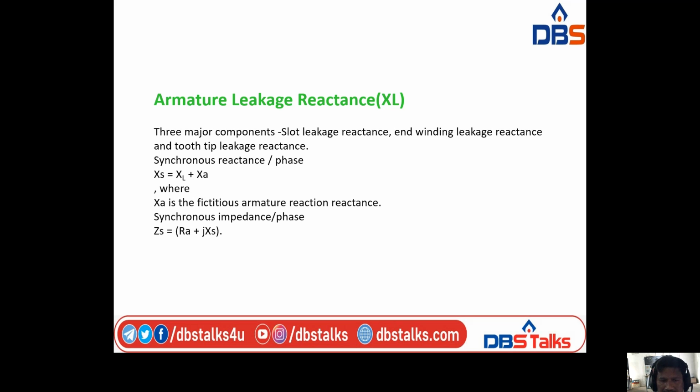And the synchronous reactance per phase is the combination of leakage reactance plus armature reactance. XS is equal to XL plus XA, where XA is the armature reactance and XL is the armature leakage reactance. Therefore, we know the effective armature resistance RA and the synchronous reactance XS. The combination of these two is the synchronous impedance, ZS is equal to RA plus jXS.